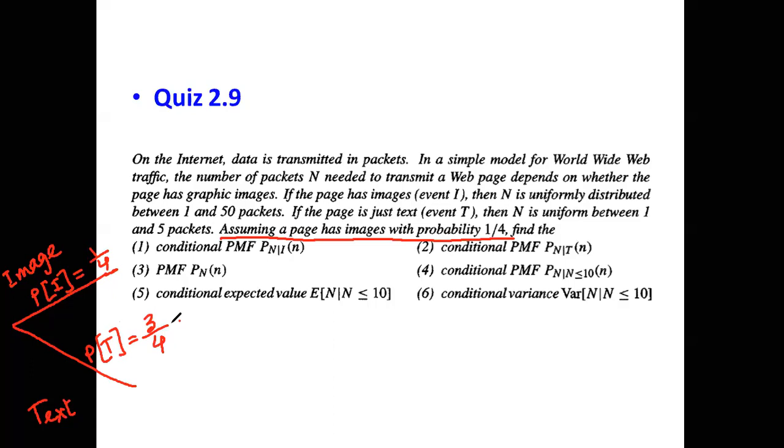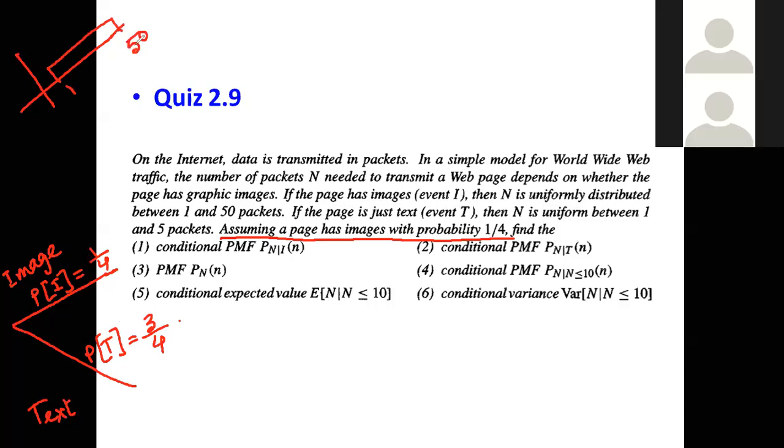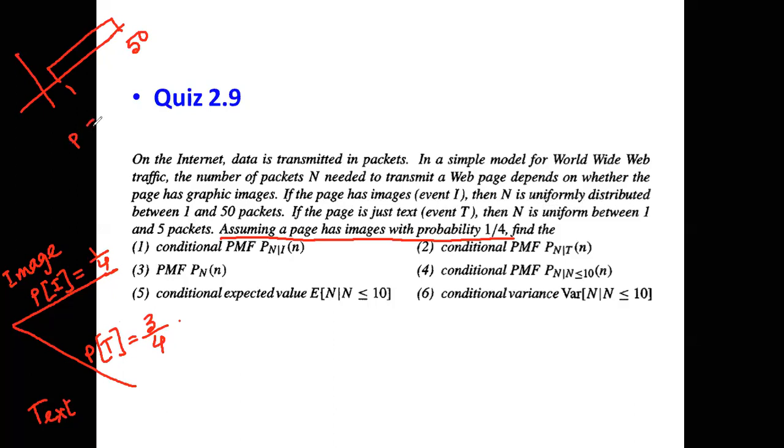Yes, sir. They are telling that if the page has an image, then n is uniformly distributed between 1 and 50 packets. That means this is a kind of uniform distribution. 1 to 50 packets means it's a uniform distribution like this, and what is the probability? 1 by 50. Can we say that? Yes, sir. Now this probability is known as the probability of n given I. So the probability of n is equal to 1 by 50.